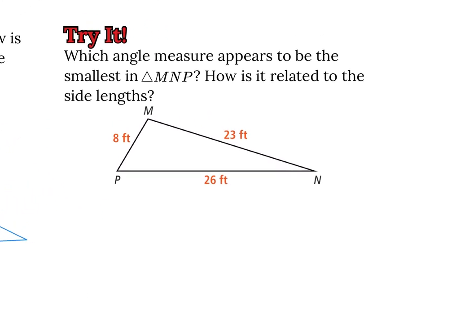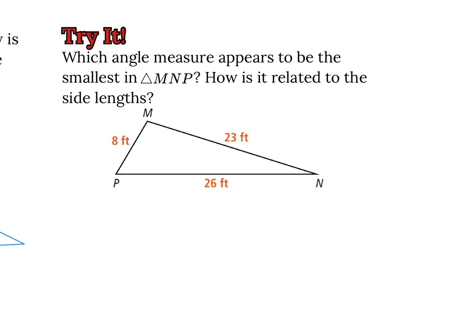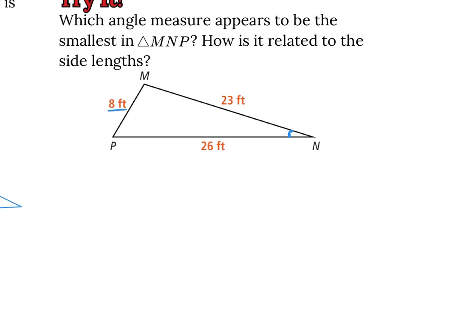Which angle measure appears to be the smallest in MNP? How is it related to the side lengths? Okay, we're looking for the smallest one. So it appears that angle N would be the smallest. And if I'm looking at the side lengths, my 8 feet is the smallest side. So angle N is the smallest. And the opposite side is the smallest.